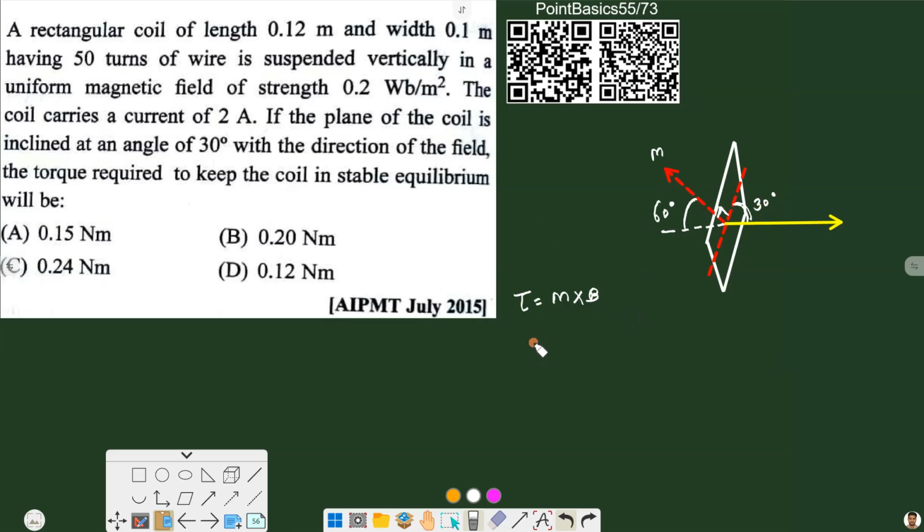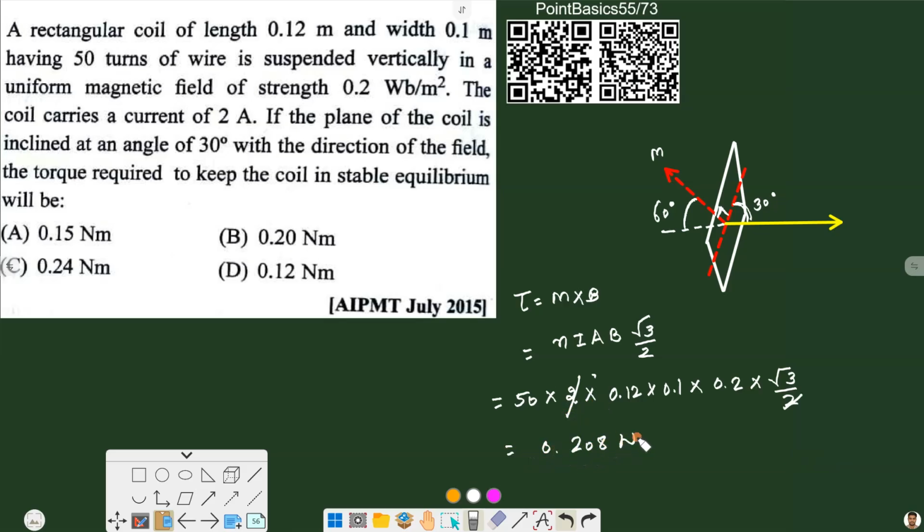So torque will be NIA into B into sine of 60. Sine of 60 is root 3 by 2. N is 50, current is 2, area is 0.12 into 0.1, magnetic field is 0.2, into sine of 60, that is root 3 by 2. Solving all of these, we get 0.028 Newton meter. That is option B for us. Let's move to the next one.